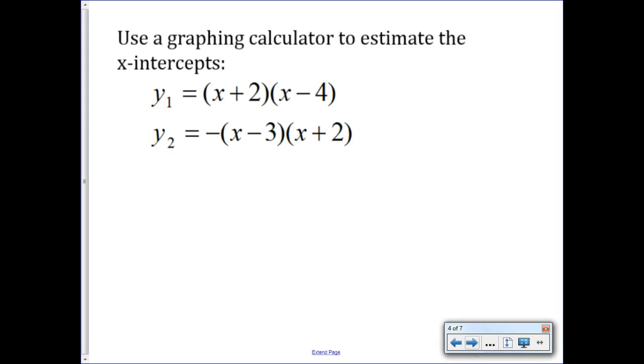Alright, use a graphing calculator to estimate the x-intercept. So right now type each of those in your graphing calculator and find where they cross the x-axis. So it's where y is 0. Those are the x-intercepts. So pause the video right here and find where they cross. Alright, hopefully you are back with me and you have discovered that here x is -2 and x is 4. And on this one, x is 3 and x is -2.